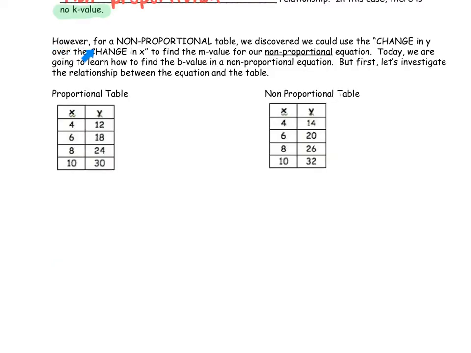So would you please pause right now and write that information in your notes? So let's continue. However, for a non-proportional table, we'll discover that we could use the change in y over the change in x to find the m value for our non-proportional equation. Today we're going to learn how to find the b value in a non-proportional equation as well. But first, let's investigate the relationship between the equation and the table.